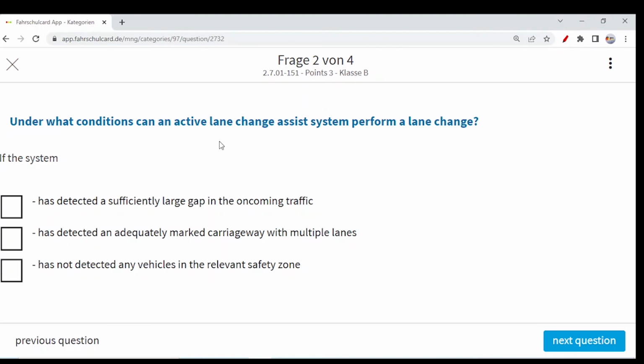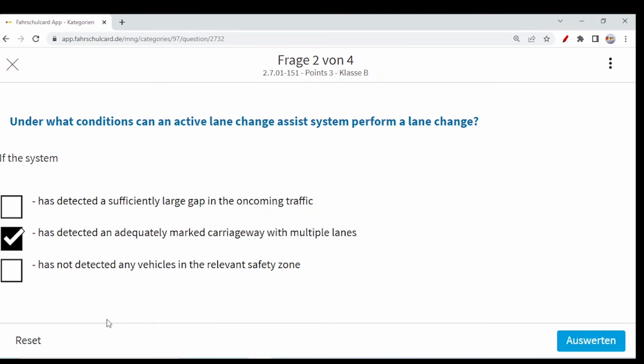For example, you are on a two-way road and you are on the right hand side. Now you want to go to the left hand side. You will see there is no traffic on the left hand side, then I will change, but not because of the oncoming traffic. This answer is anyhow wrong. If the system has detected an adequately marked carriageway with multiple lanes, where you can change the lane if there are multiple lanes.